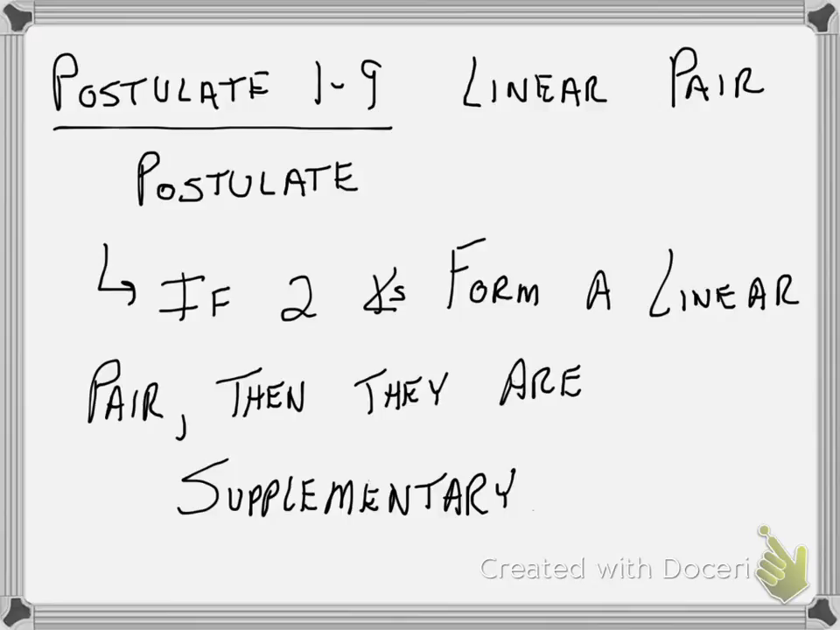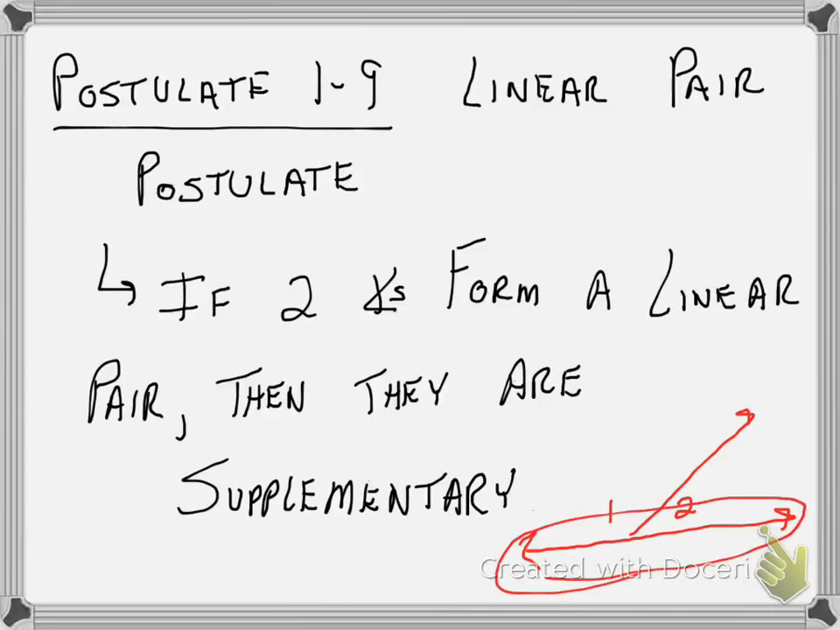The next important fact here is postulate 1-9, which is called the linear pair postulate. And what that states is that if two angles form a linear pair, then they are supplementary. Well, what's a linear pair? A linear pair simply means a line. That's why it's called the word linear. So if you look at two angles that form a straight line, so if I go here, angle 1 and angle 2 are a linear pair. They form this line right here when you put them together.